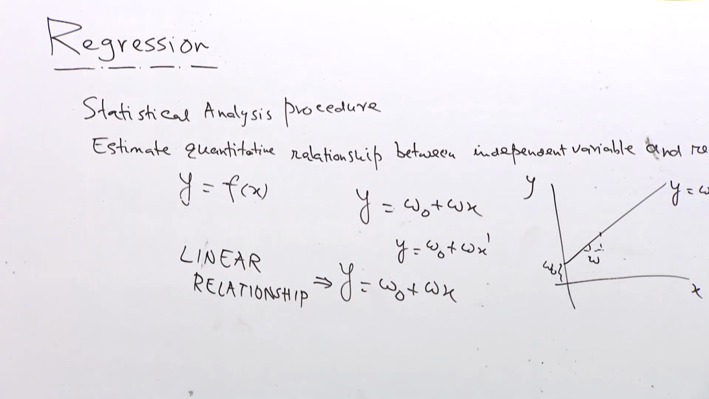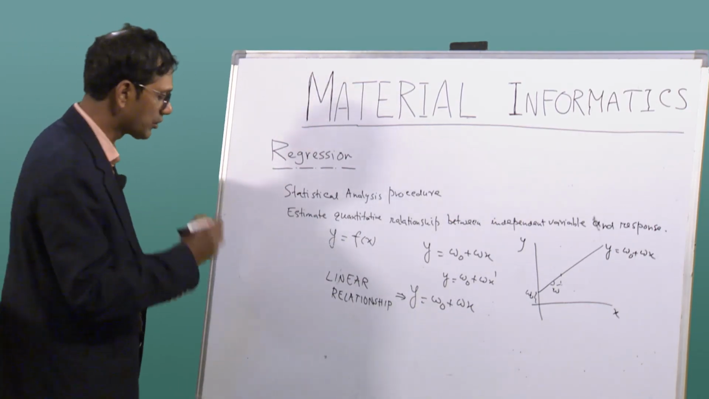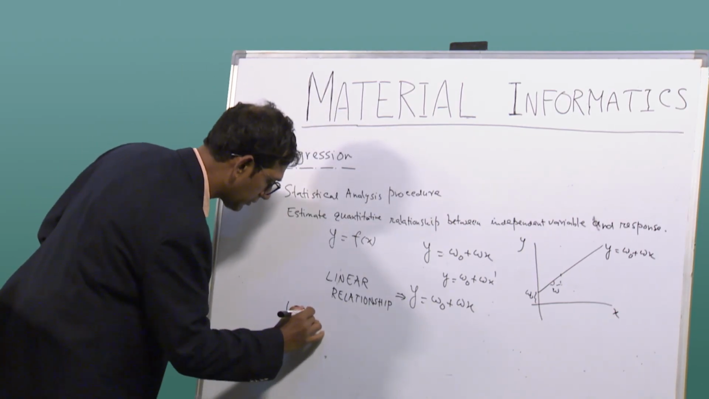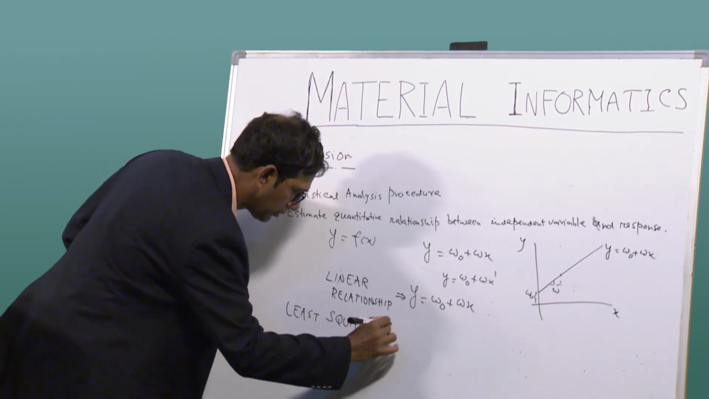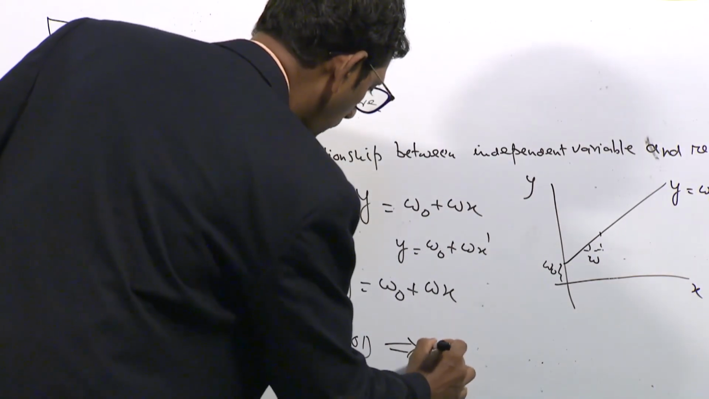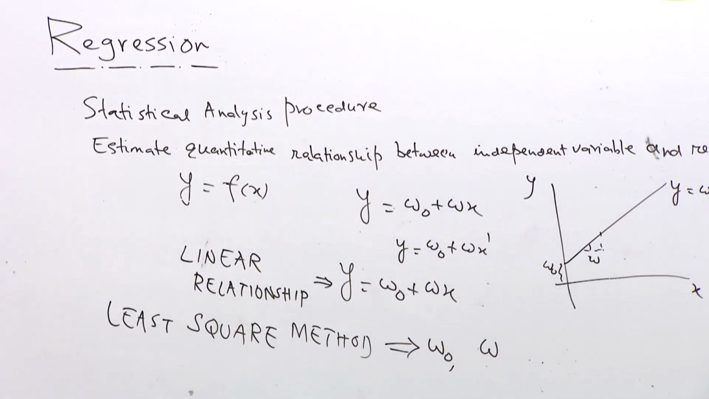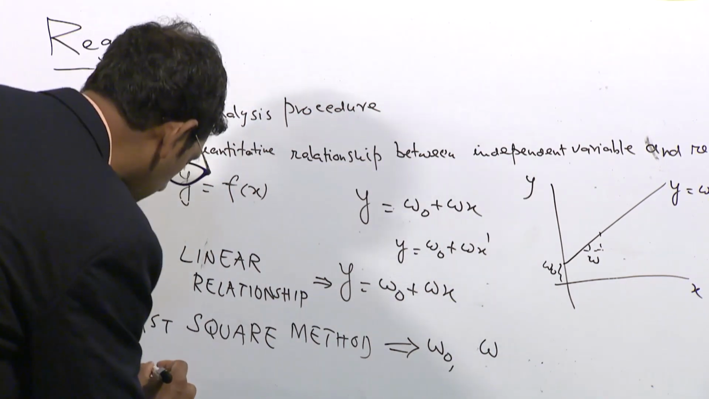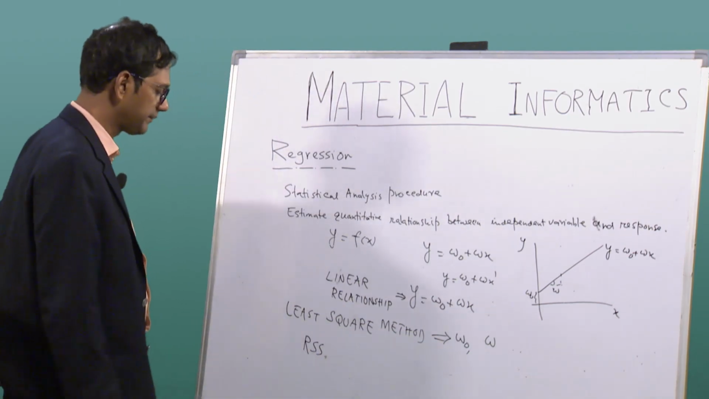How do we do it? Well, you can do it using what is known as the least square method. It can be used to determine w0 as well as w, correct. How do you do it? Let us talk a little bit about how you can do that. We can do that very simply. Let us write the regression least square method. Okay.